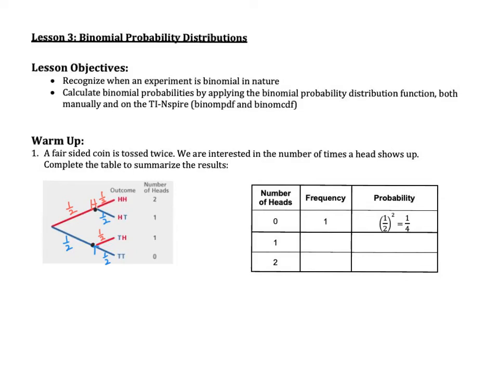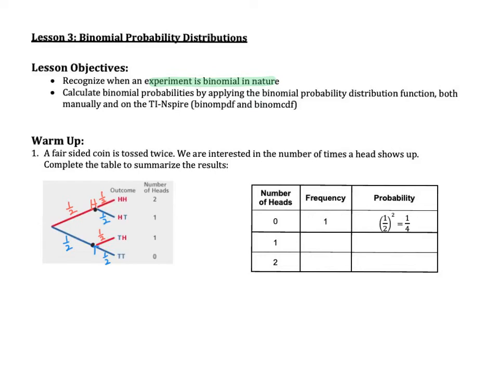Lesson 3 from our probability unit. Lesson 3 is about binomial probability distributions. We can check out our lesson objectives here, which say we are going to recognize when an experiment is binomial in nature. So we're going to learn some rules for how we determine if something is binomial or not.